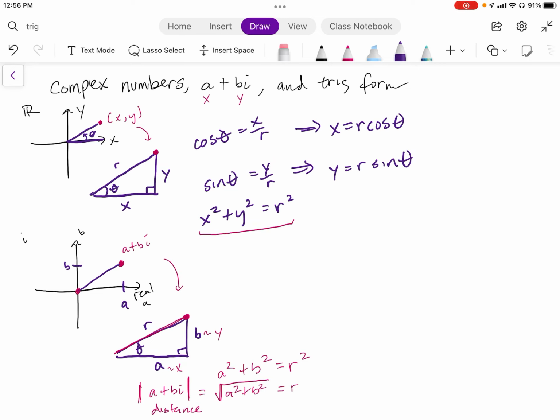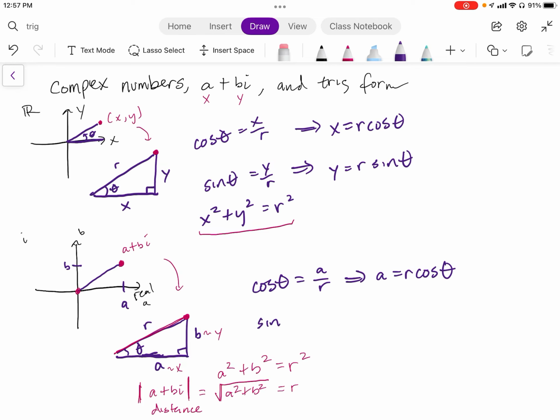The trig is the same. If I want a cosine theta here in the complex plane, well, I have adjacent, right? Adjacent is A, and then hypotenuse is R. So depending what you want, we could say A equals R cosine theta, just like we had X equals R cosine theta. Or maybe you need to find A, for instance, and you know R and theta, then use cosine theta equals A over R.